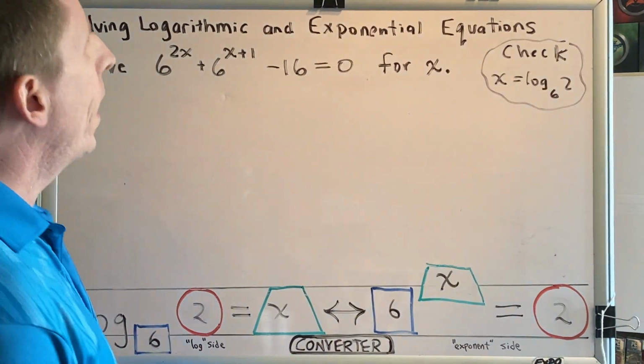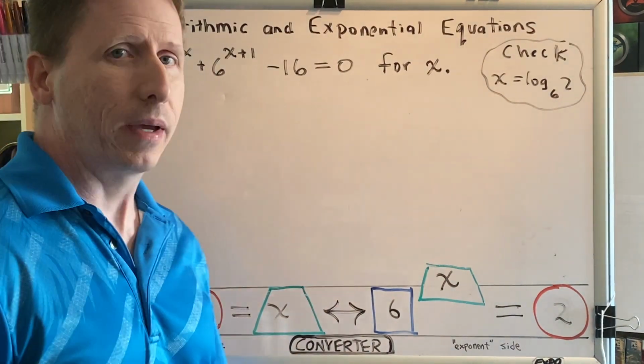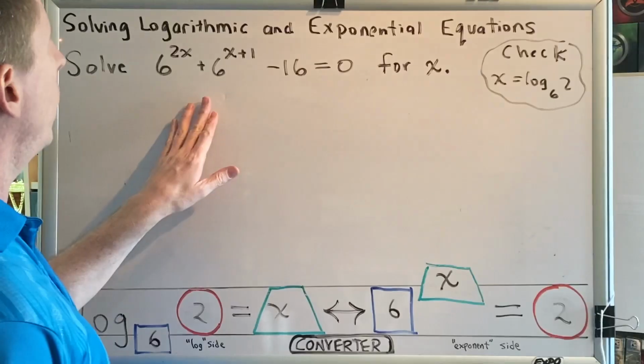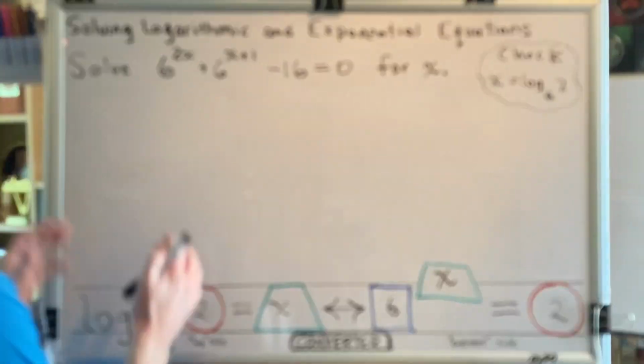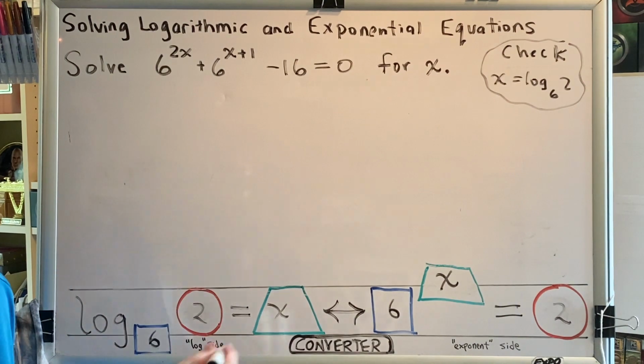Alright, so we have the potential solution x equals log base 6 of 2. To check it, we need to plug it back in for each value of x in the original equation we started with and verify that the left side and the right side give us the same value.